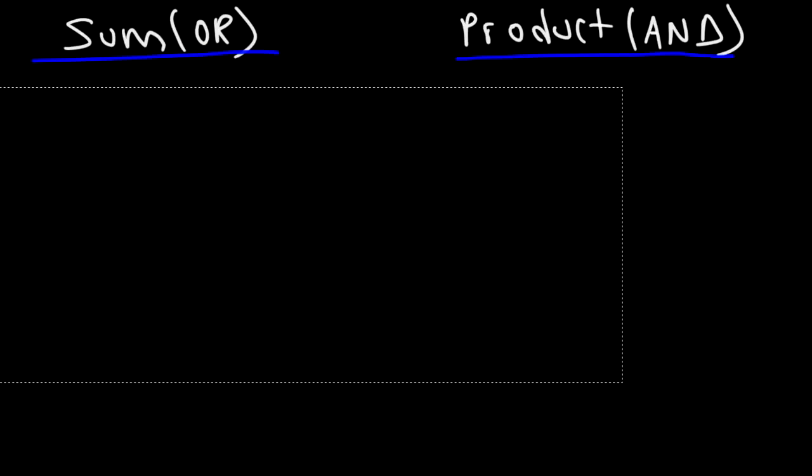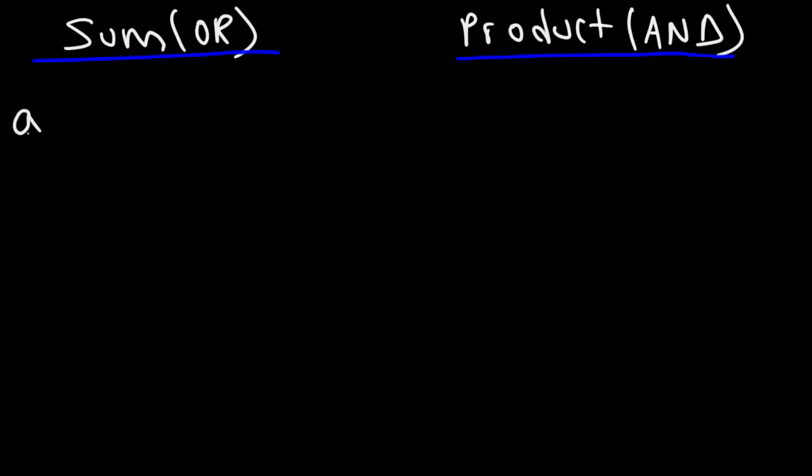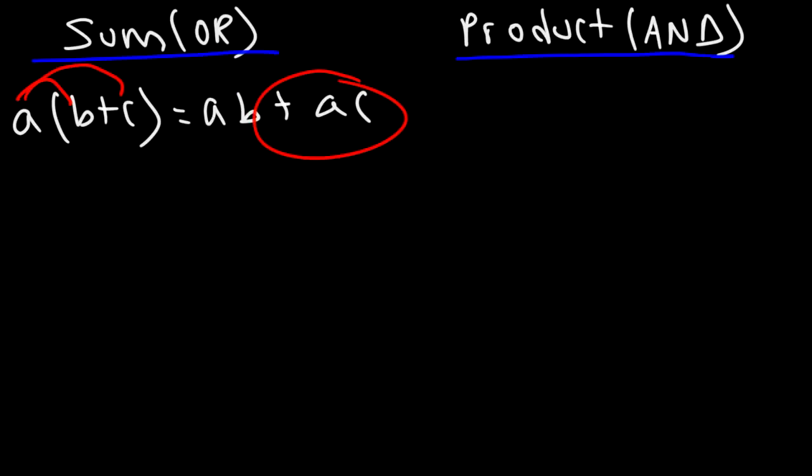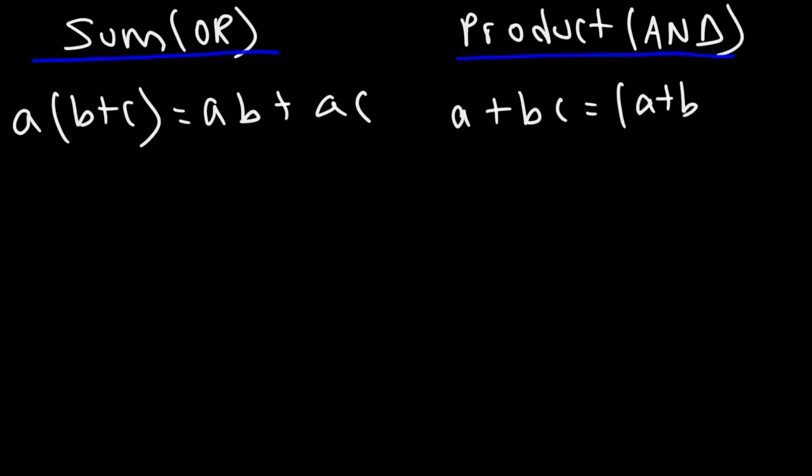The next one is the distributive property. So for the OR operation, A times B plus C is equal to AB plus AC. And using the old school algebra, this makes sense. A times B gives you AB, and then A times C gives you AC. No issues with that one. Now, for the other side, it looks like this. A plus BC is equal to A plus B times A plus C. Now, this one might look a little weird.